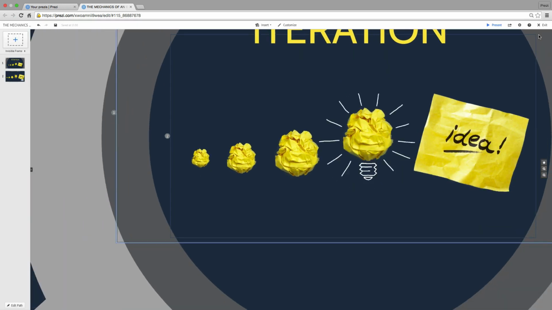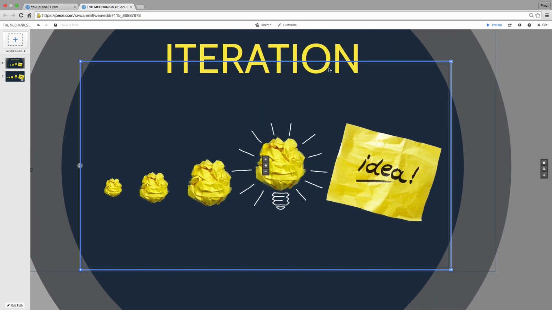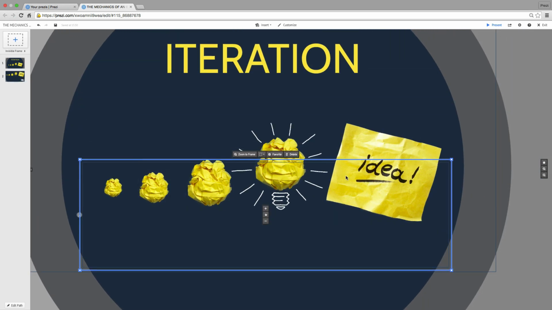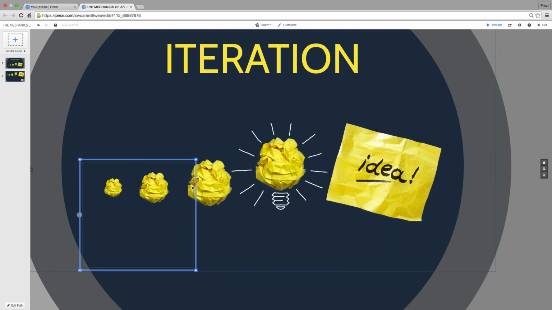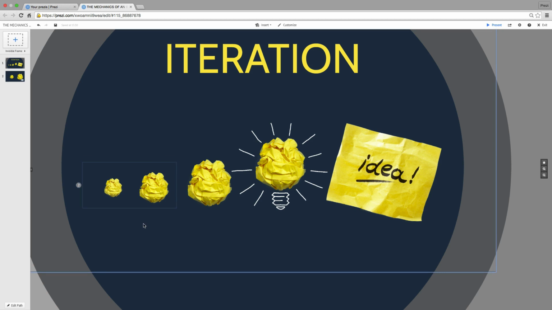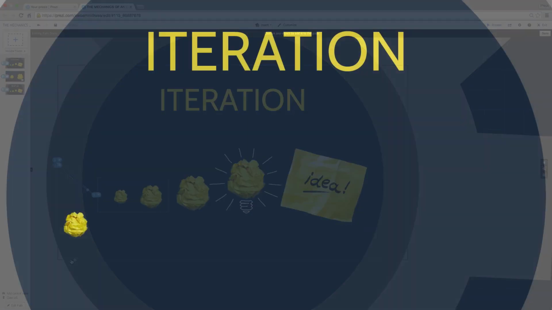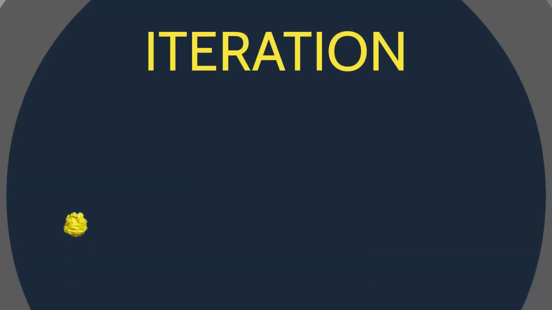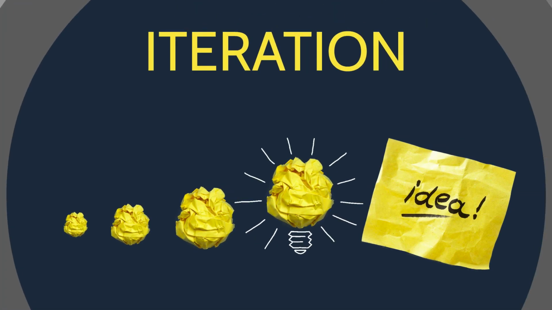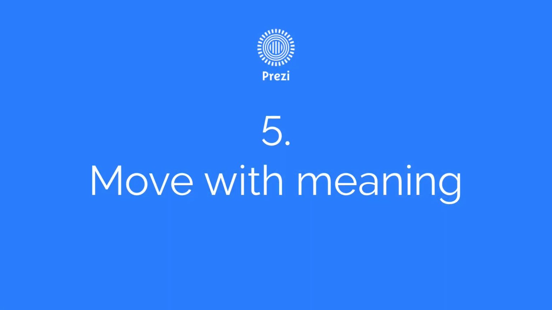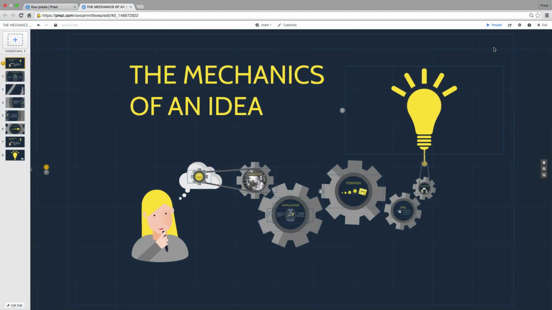Now, here's the trick. You'll want to click on the frame and drag the blue lines to resize it so it's just around the object you're going to zoom in on. Let's add one more frame to zoom back out to. Alright, let's see it again. Now when you present, you can zoom in on one detail and back out to the rest. Neat trick, huh?